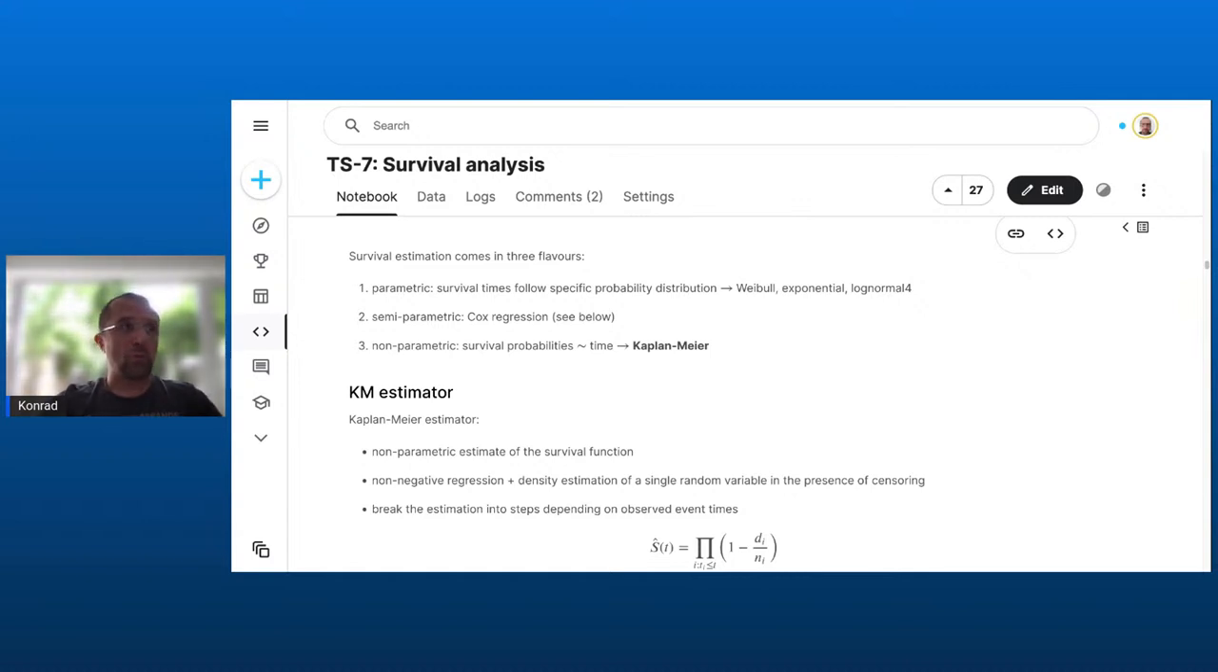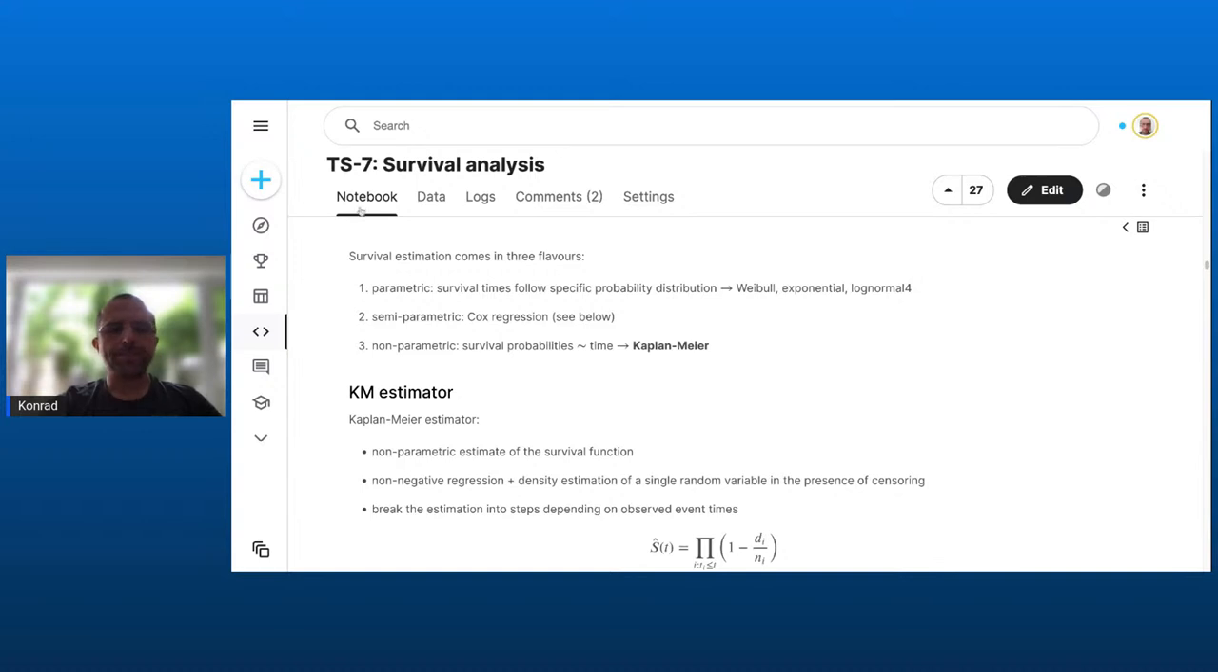For those of you wondering, did I miss out on deep learning? No, I didn't. You can force survival models into the deep learning framework, but that would probably justify a separate episode in its own right. So I skipped it this time.